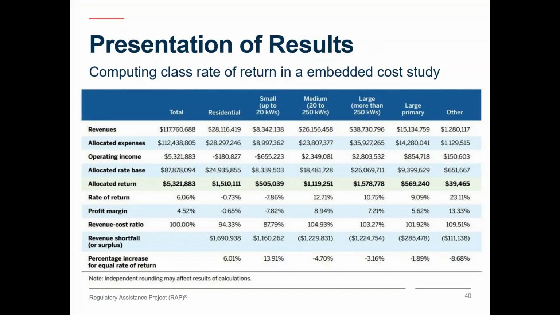Thanks, Jim. The results of an embedded cost of service study are often presented in a complex table like this one. You often start off with how much revenue is currently being collected from each rate class. These tables also present the bottom line for a utility in different ways. That can be shown as the rate of return collected from each class, the profit margin, which is a typical metric for unregulated industries, or the revenue cost ratio. None of these are perfect. Then you can compare that to how much revenue you should be collecting from each class according to the analysis, including the revenue shortfall or surplus for each class.